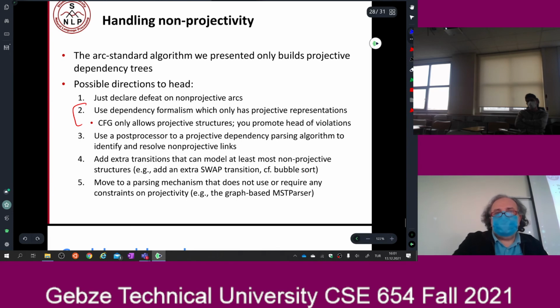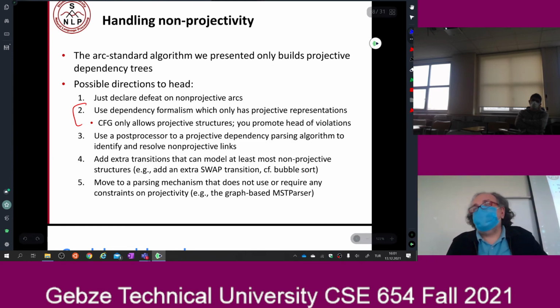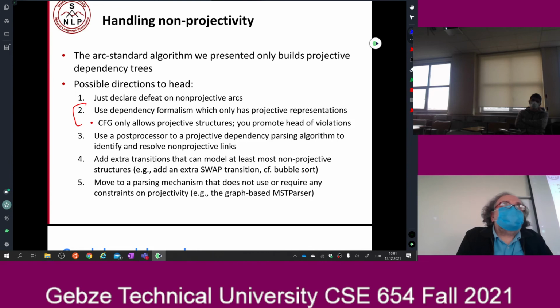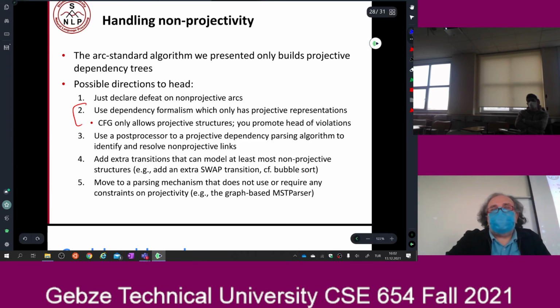The second one is a dependency formalism which has only projective representations, context-free grammars. Use such context-free grammars that don't allow any non-projectivity. So your grammar is going to be a lot more complex than it needs to be. Or parse it using non-projective mechanisms, where a post-processor comes back and checks if there is non-projectivity happening. That's the other thing.